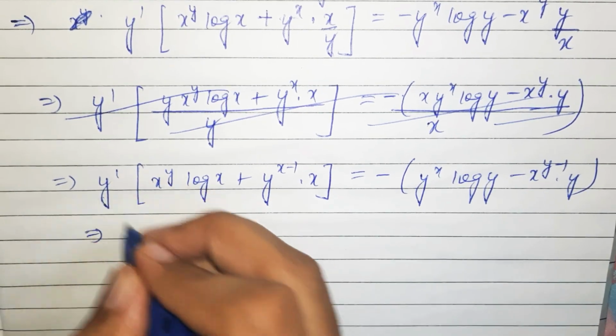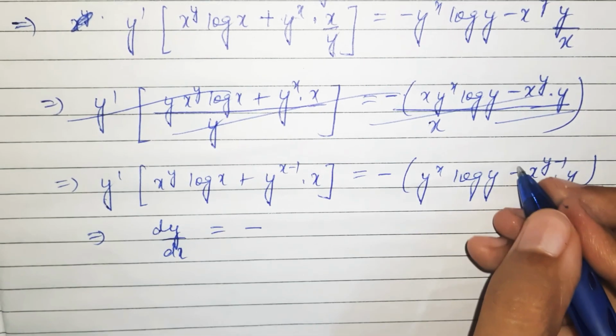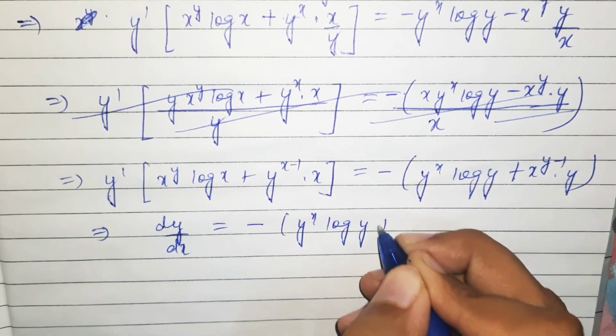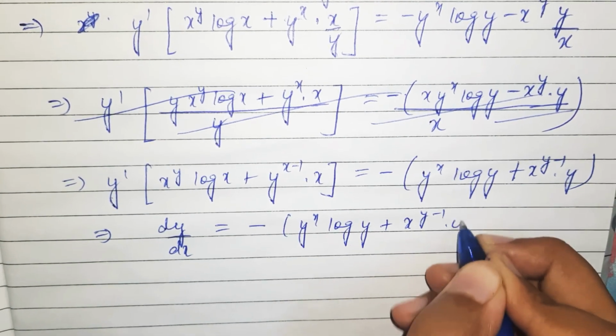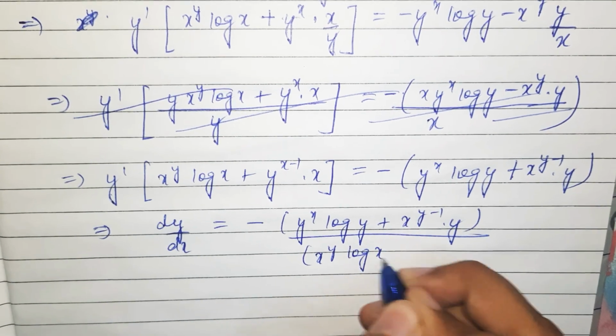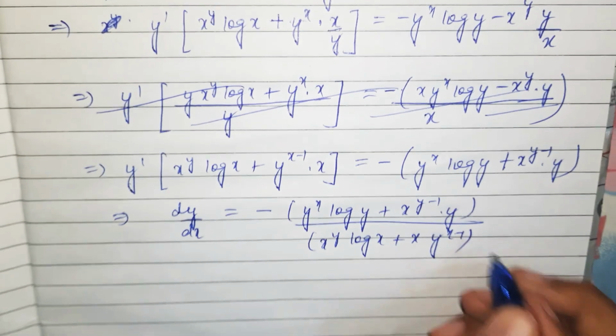So the final answer, y dash, dy by dx, will give you what? Minus, this is plus, sorry, y to the x log y plus x to the y minus 1, over x to the y log x plus x y to the x minus 1. So that will be better to solve. So this is your answer.